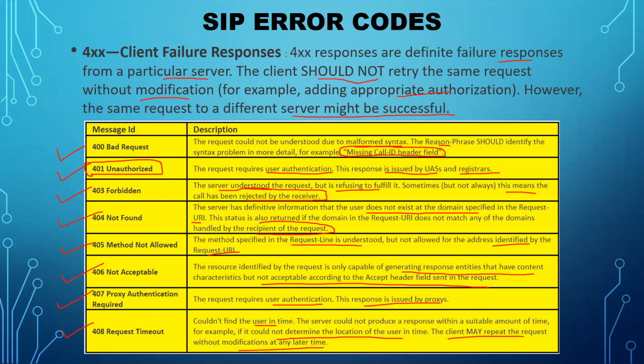Then your client will send it again without modification, because there is no need for modification here. It's just a timed out request. If you're sending it again, then it will check again. Why can we not send the same request for 401 unauthorized or 407 proxy authentication required? Because if you are retrying the same request without modification, it will just give you an error: not authorized, not authorized, not authorized. Because it found the location and all other details, but it needs authentication, right?